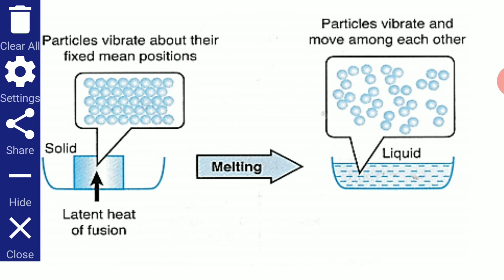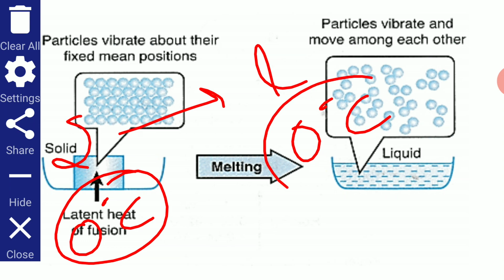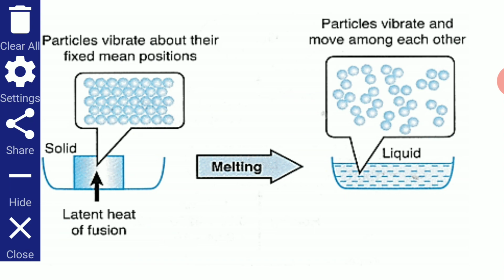So at the melting point, when ice converts to liquid, the temperature of the solid and liquid remains constant. So the question is, when we are providing heat energy to the ice, there must be a change in temperature, but the temperature remains constant during melting. So where does the heat energy go? During the melting process, the heat energy is utilized to increase the intermolecular space from negligible to some amount.